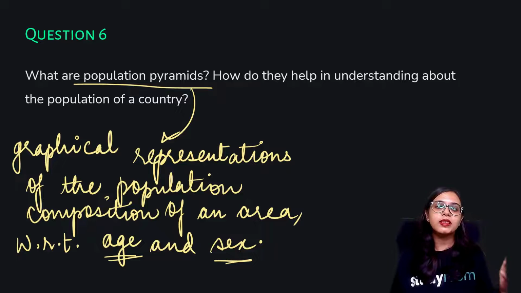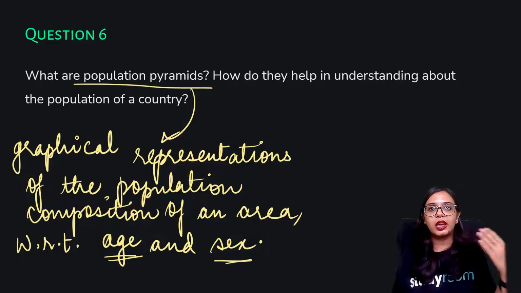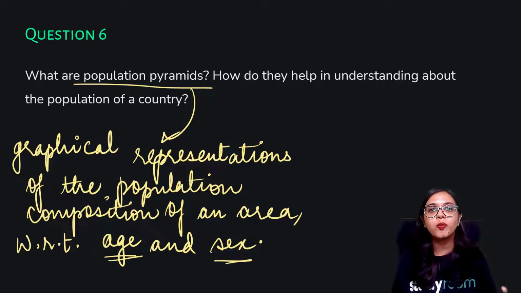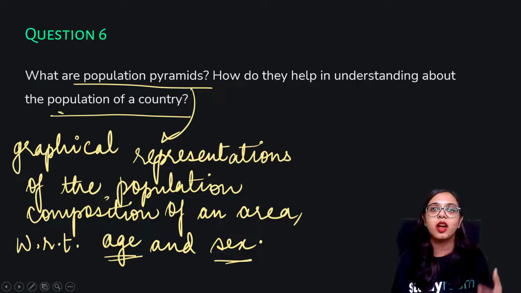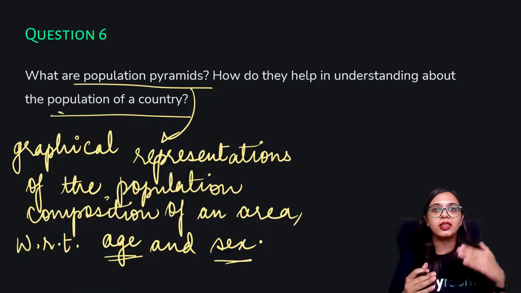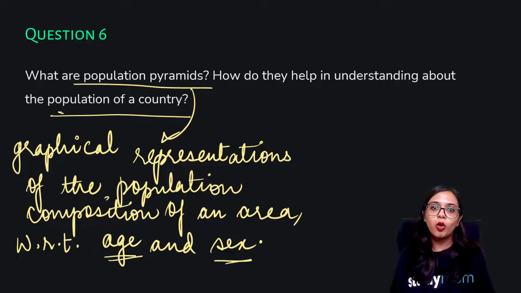So population pyramids are actually the graphical representations of the population composition of an area with respect to, or taking into account, the age and sex, because the age is actually divided into different groups. And this is put across, or graphically represented across, male and female, the number of population according to male and female. And how do they help in understanding the population of a country? They do it because when you study that particular graph, you can actually determine whether there is an increase in the birth rate or whether there is an increase in the death rate or both or neither.